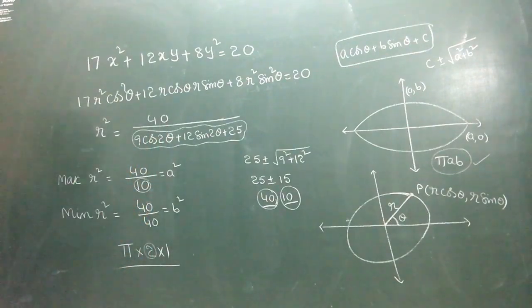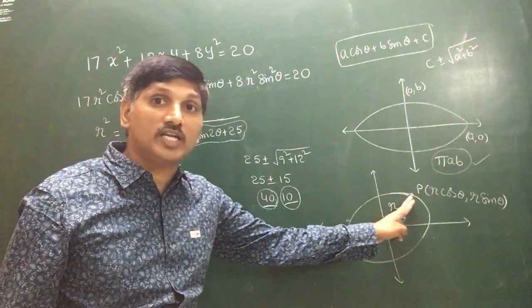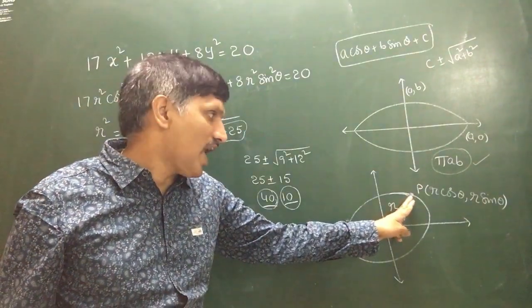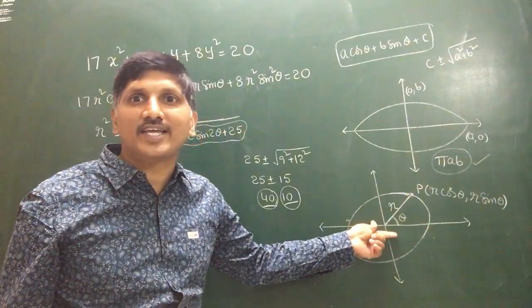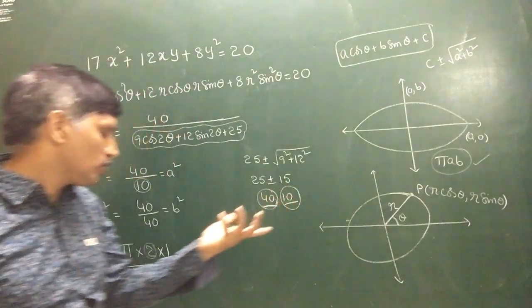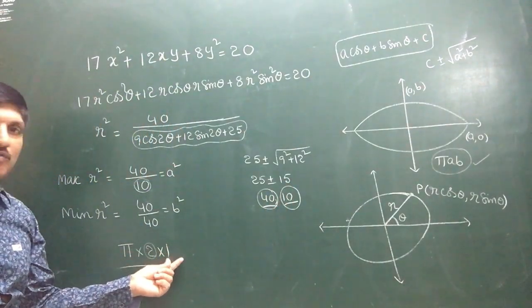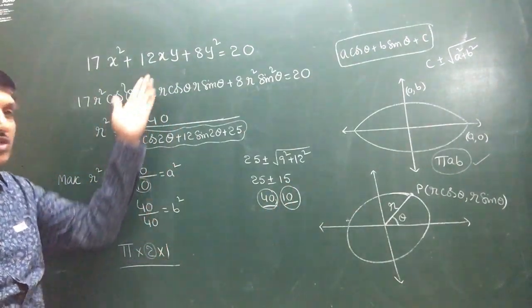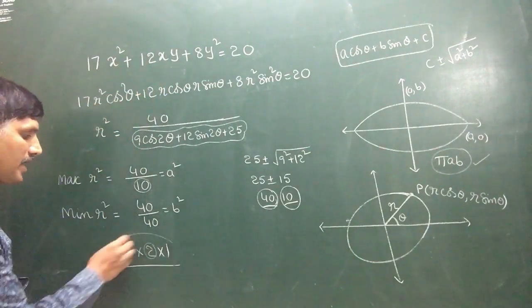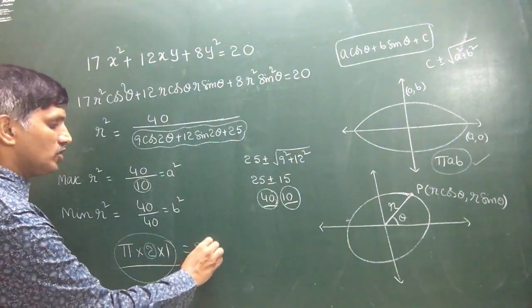That's what I told: the maximum value of r is the length of the semi-major axis and the minimum value of r is the length of the semi-minor axis. So we got the a value and b value. Then the area of this oblique ellipse is given by pi ab, which is nothing but 2 pi.